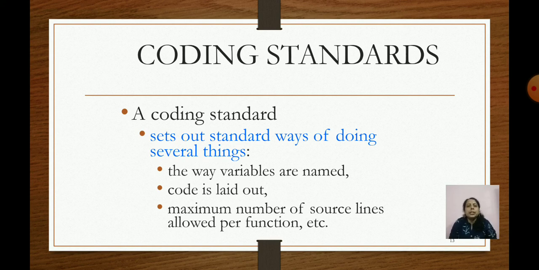A coding standard sets out a standard way of doing several things: the way variables are named, how code is laid out, the maximum number of source lines allowed per function, etc. Meaning in a coding standard there are certain rules on how to name variables and arrays, what the naming conventions are, how to write the program, and the maximum number of source lines in a function. These are the rules defined by the organization, known as the coding standard. The programmer has to follow this standard while writing the program.